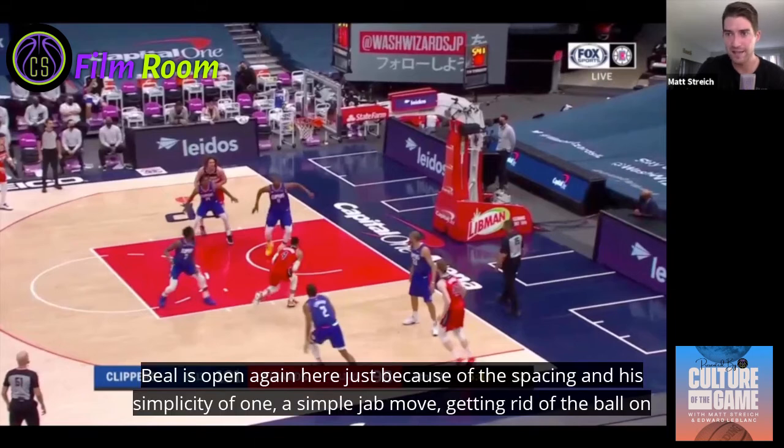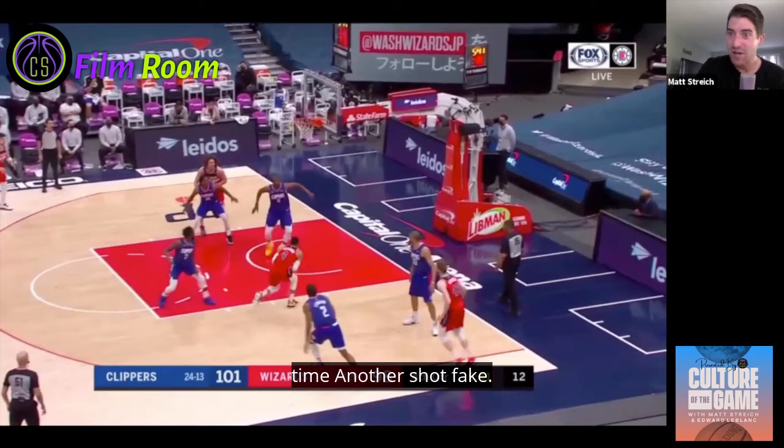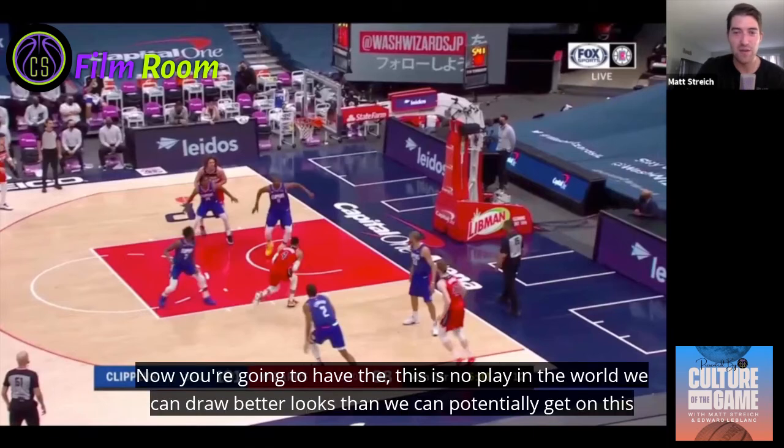Beal's open again here, just because of the spacing and the simplicity of one simple jab move, getting rid of the ball on time, another shot fake. Now you're going to have the best. No play in the world can draw up better looks than we could potentially get on this possession.